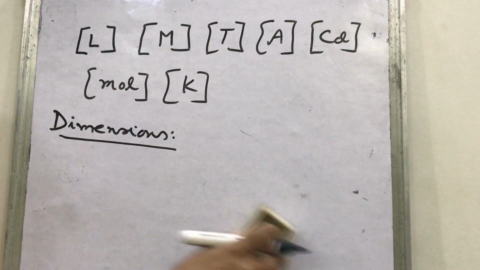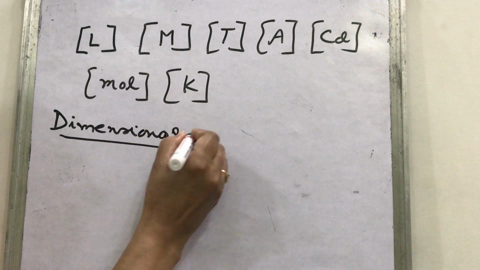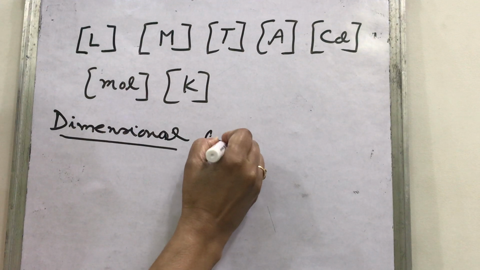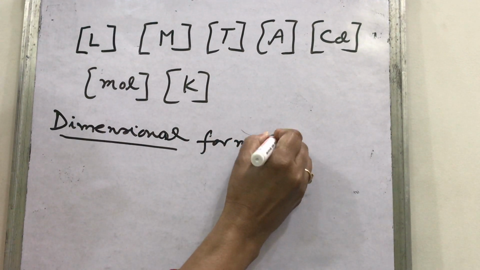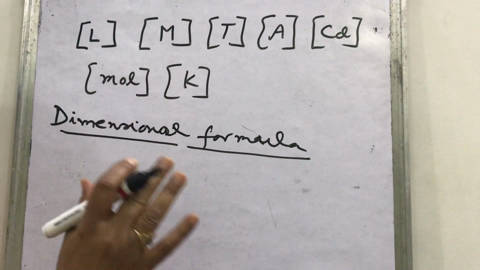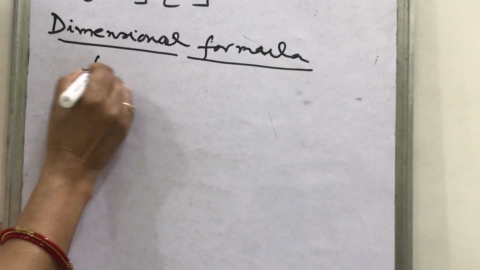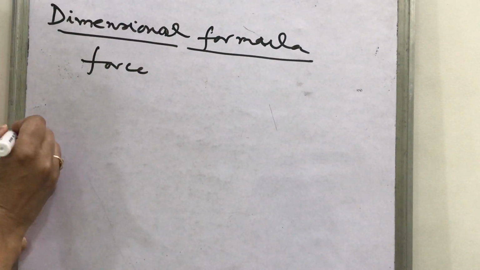What are dimensional formulas? These are the things which are written. Suppose I am writing dimensional formula and dimensional equation. If you write a dimensional formula, it is asked, write the dimensional formula for force. Now listen again.